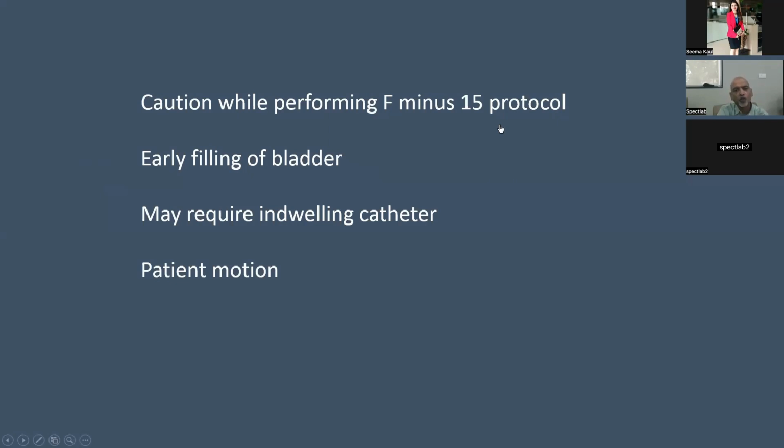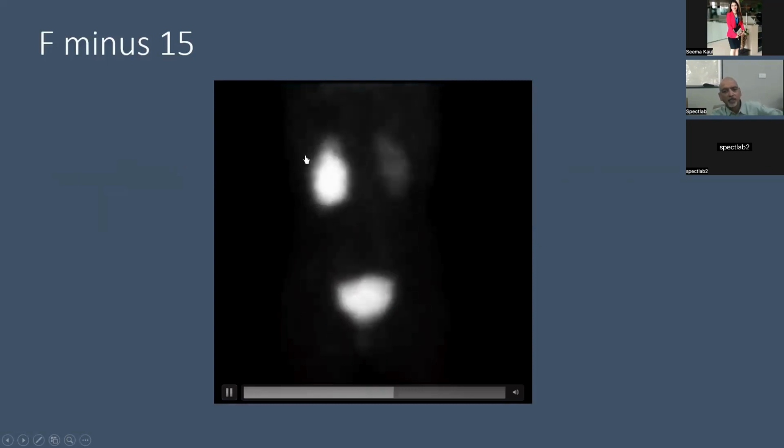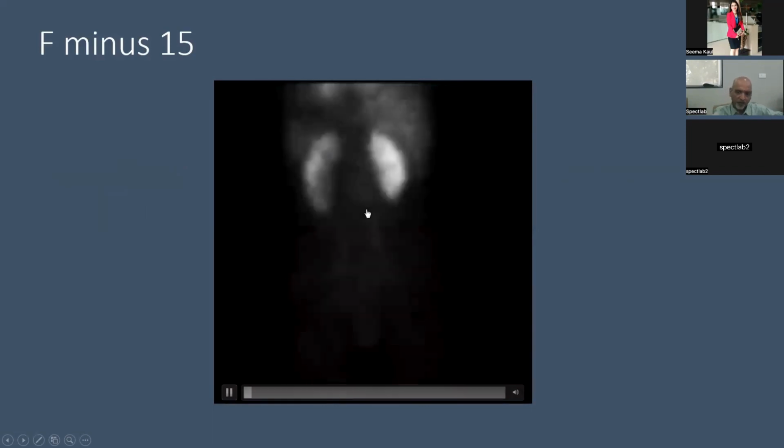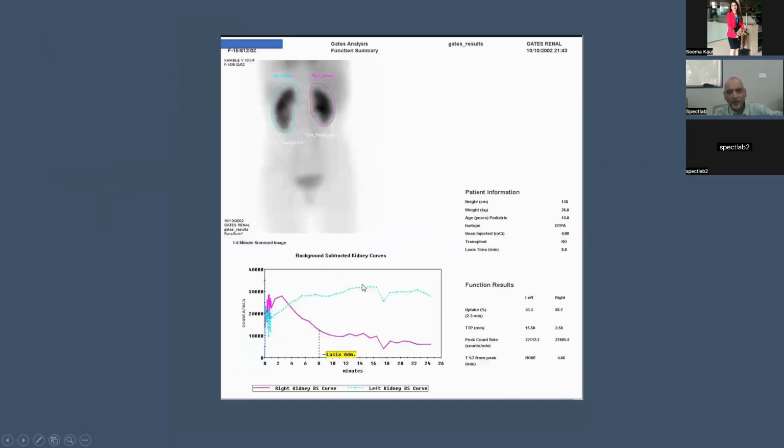F-15 protocol, which involves administration of Lasix about 15 minutes prior to starting the scan, so as to challenge the kidney with higher workload, higher volume of urine. That's what we did on another day, and look at that. This obstruction is now manifest on the dynamic scan as retention over a period of 30 minutes. And on the renogram curve also, the initial scan shows normal, whereas the F-15 protocol shows an obstructed left renogram pattern.